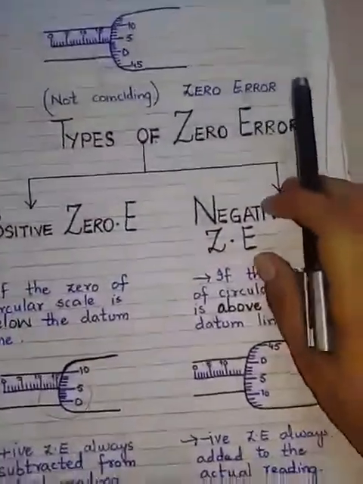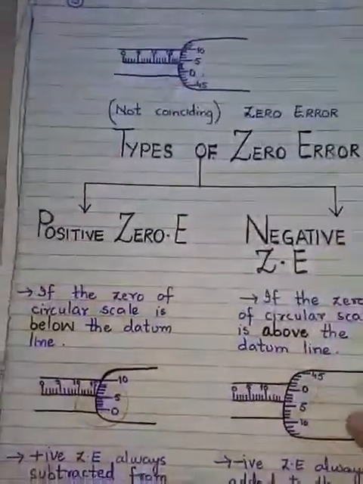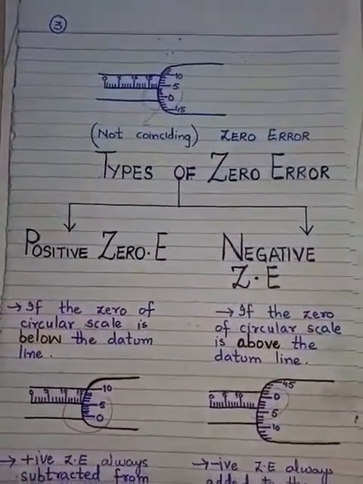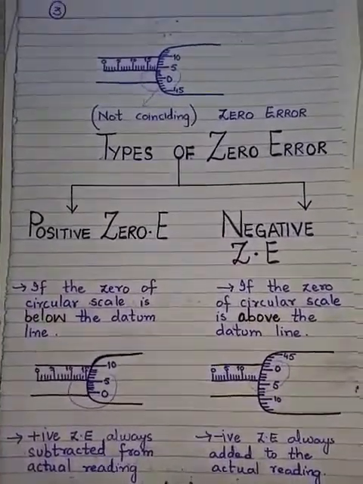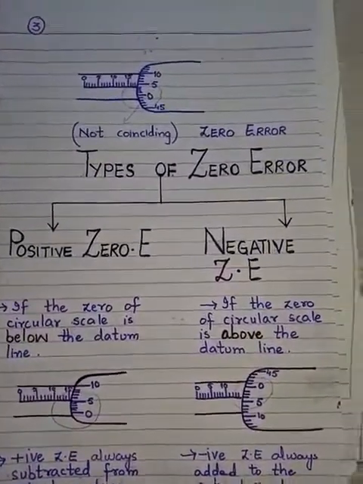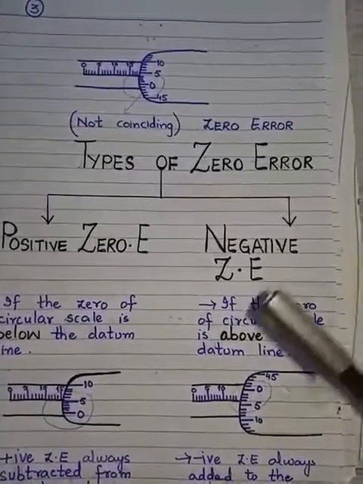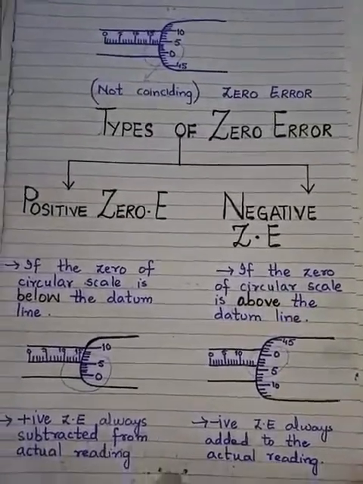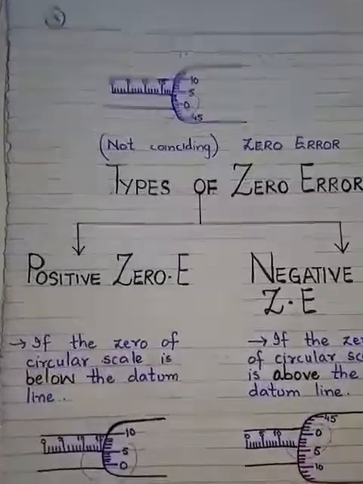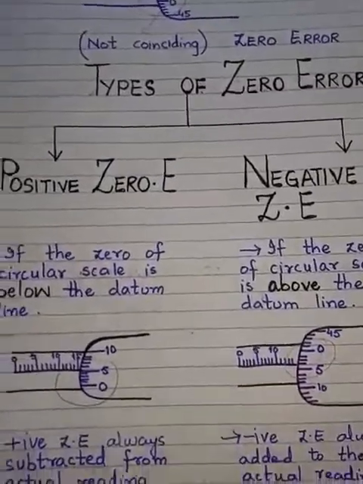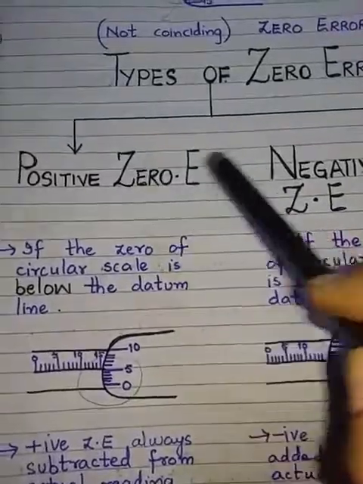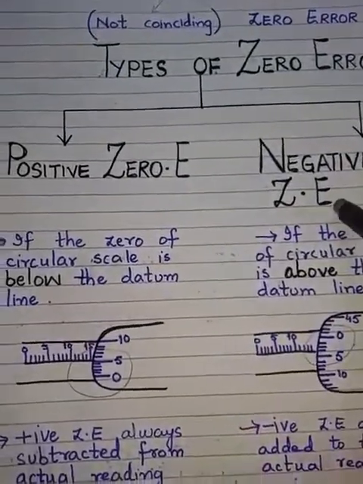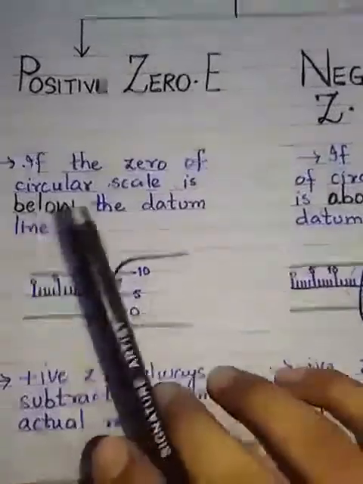Girls, in the previous lecture, when I was discussing the vernier caliper, I told you that two types of errors are present: positive zero error and negative zero error. The same is the case with the screw gauge. In the screw gauge, there are two types of error. One is known as positive zero error, and the second is negative zero error.